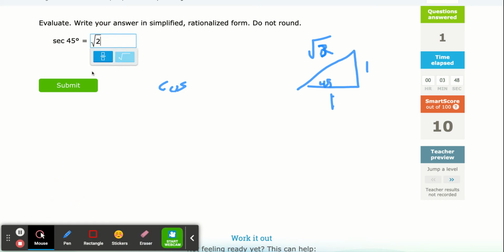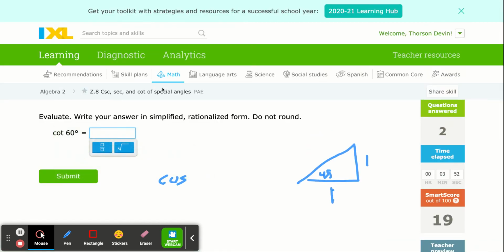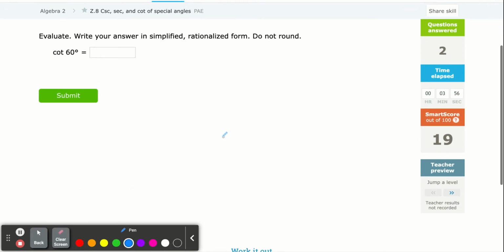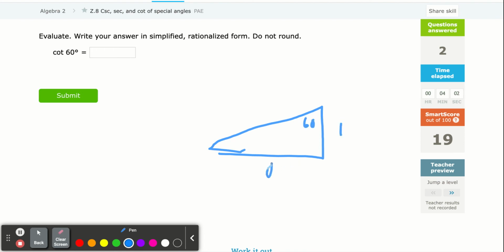Again, just use those triangles, have them written down in front of you. If you try to remember them in your head, you're going to mess up, just like me, right? Usually if I was taking a test, I would actually take the time to quickly write it down. 60 degrees, that makes this 1, this square root of 3, this 2, and then I'm doing cotangent.